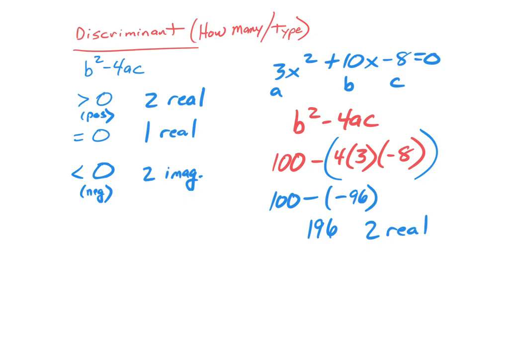Okay, and I'm not going to necessarily give you an example of all three of those. It all just matters what number we get right here. If this was 0, it would be one real. If this was any negative number, it would be two imaginary. And that's how you're going to answer that question: is it 2 real, 2 imaginary, or 1 real? Those are my only three possibilities.